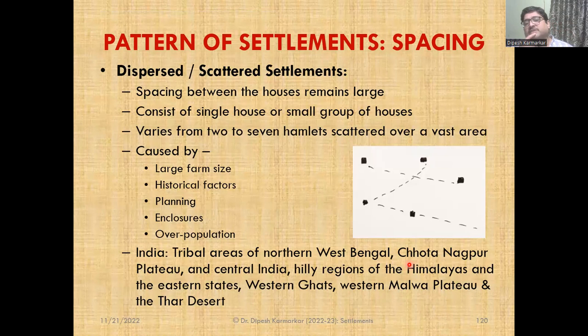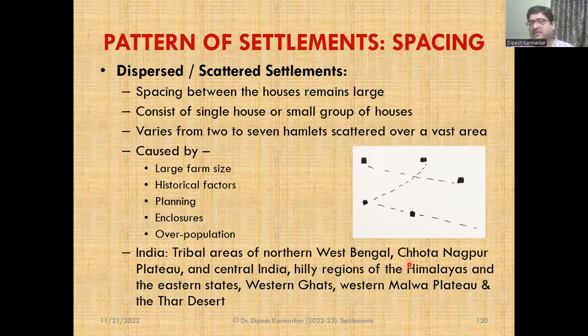The first one is dispersed settlement, also called scattered settlements. I have already told you, these are the settlements where the spacing between the houses or between the settlements is quite large. The settlements usually consist of a single house or isolated huts, or it may also have a very small group of houses, may vary from just 2 settlements to 7 settlements scattered over quite a vast area.